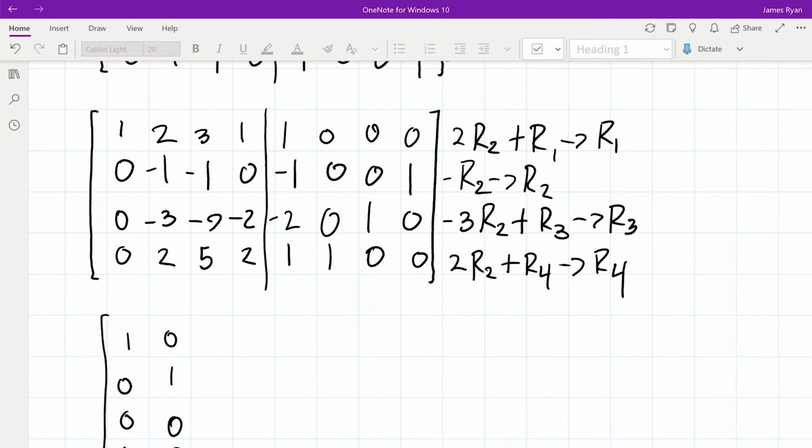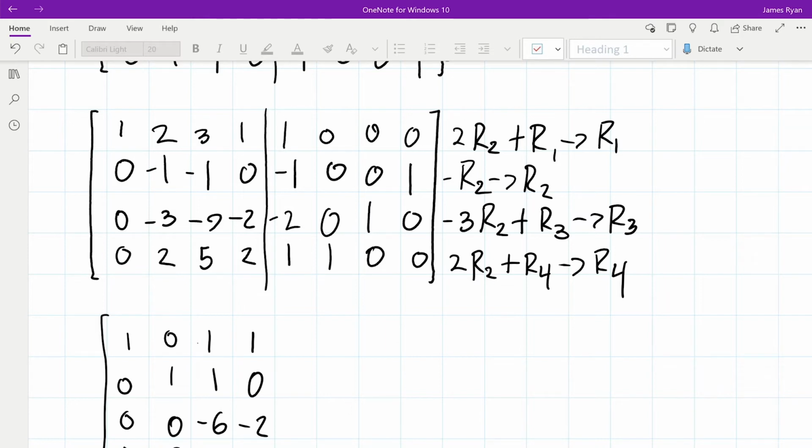Then 2 times -1 plus 3 is 1. 2 times 0 plus 1 is 1. -1 times -1 is 1. -1 times 0 is 0. 3 times negative 3 times -1 plus -9 is -6. -3 times 0 plus -2 is -2.